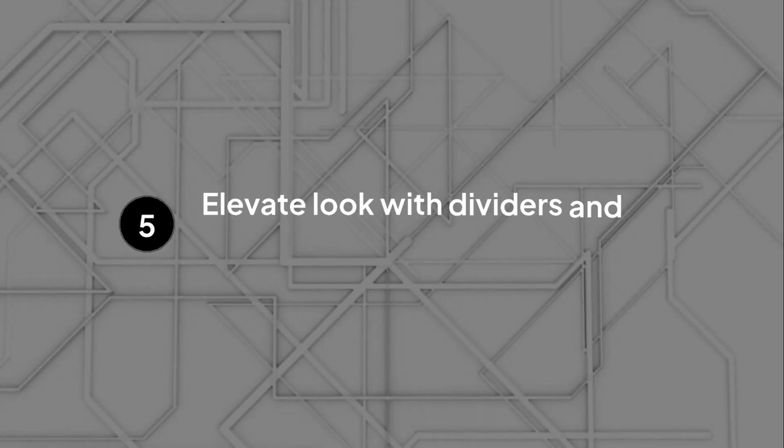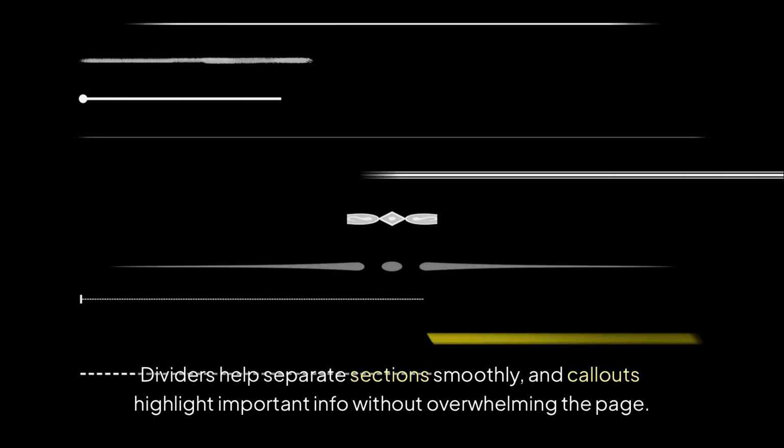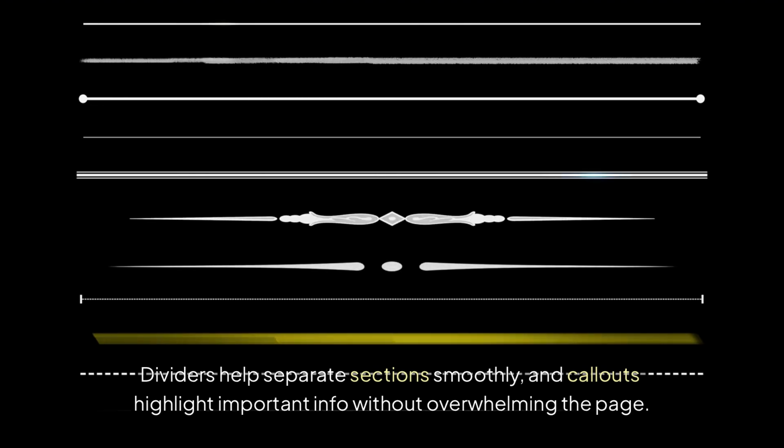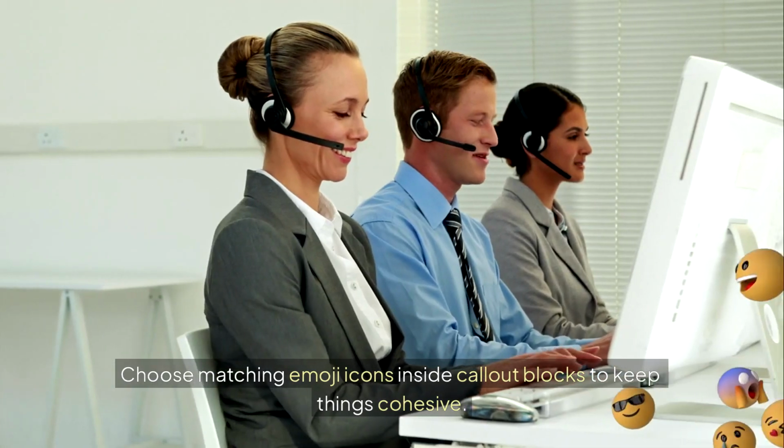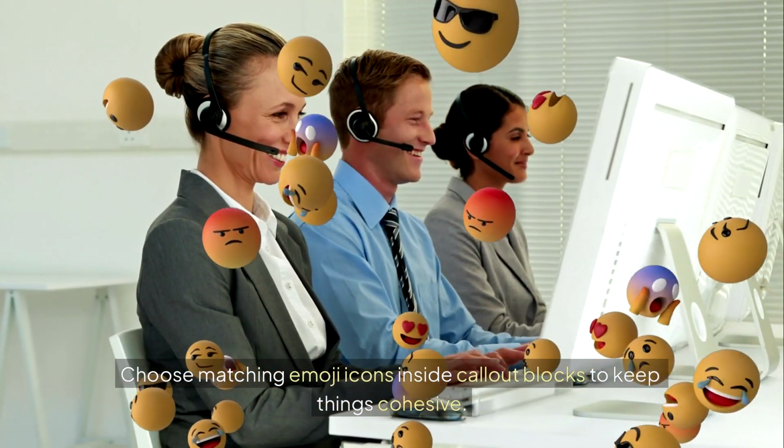You can also elevate your look with dividers and callout blocks. Dividers help separate sections smoothly, and callouts highlight important info without overwhelming the page. Choose matching emoji icons inside callout blocks to keep things cohesive.